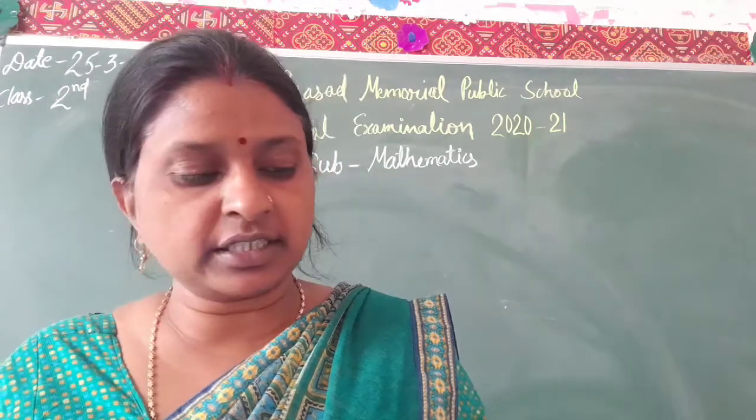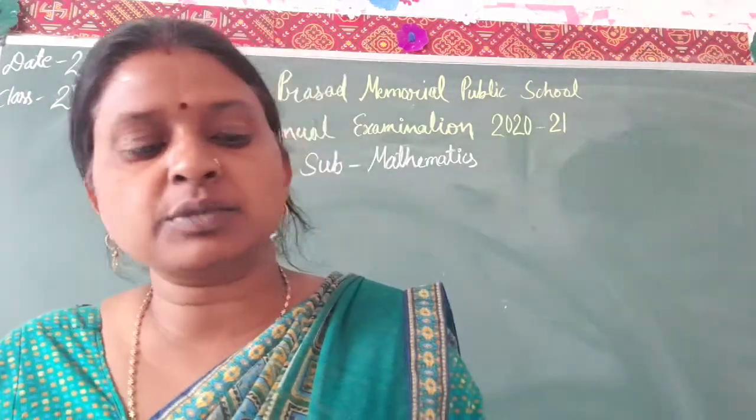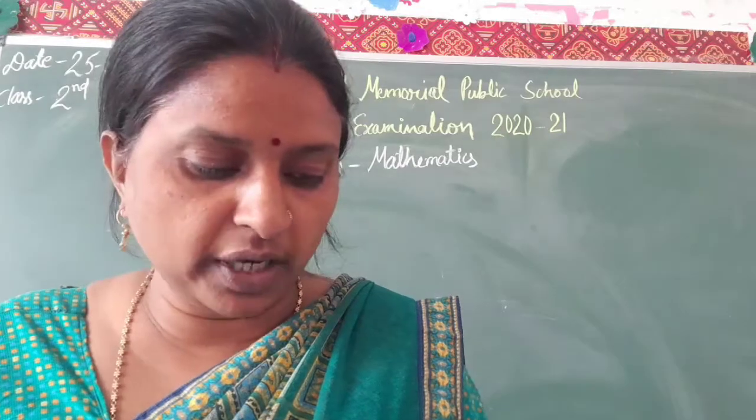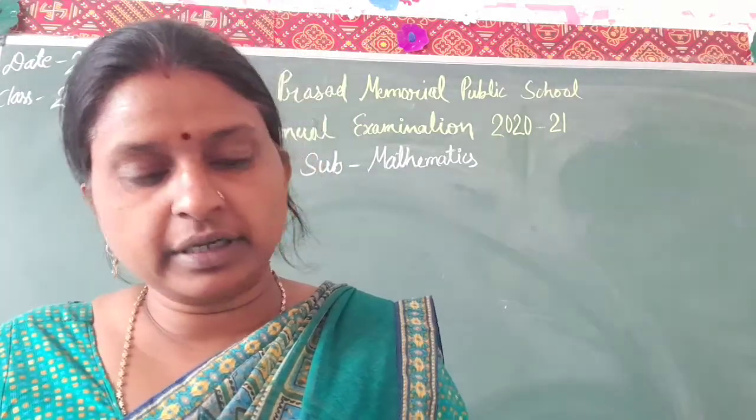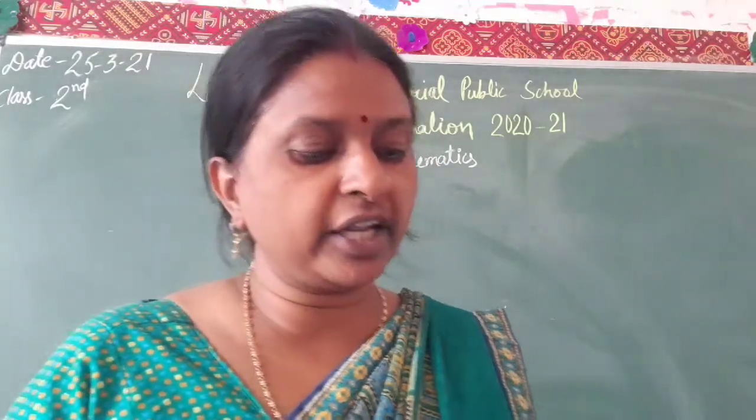Which one is greatest? And in B part, circle the smallest number. Which one is smallest in this number? Question number 11. In question number 11, you have to add with regrouping.